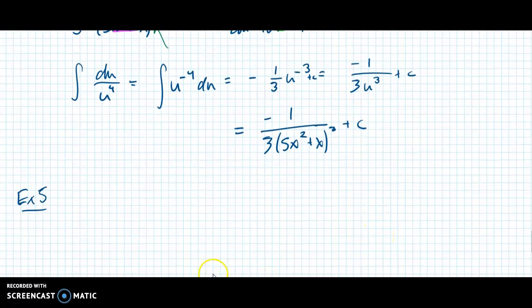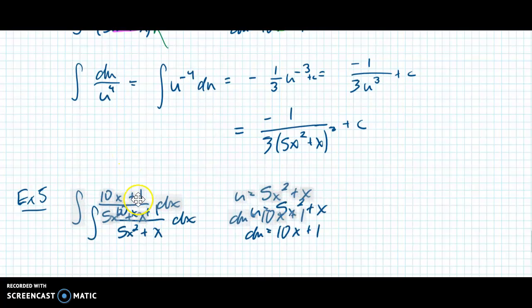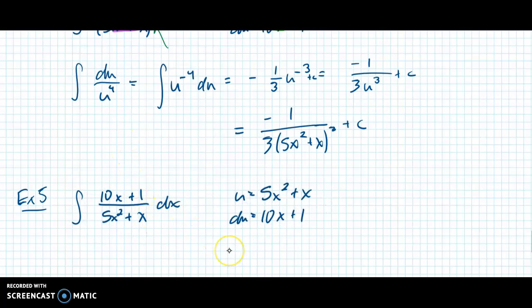All right, so let's do example 5. This one, I want you to try. I'll erase this and put this back in, and I want you to do it. We'll do to the 7th. See if you can do this one. Integral, fraction bar, top 10x plus 1, bottom 5x squared plus x, raised to the 7th. So go ahead, hit pause, and try it.